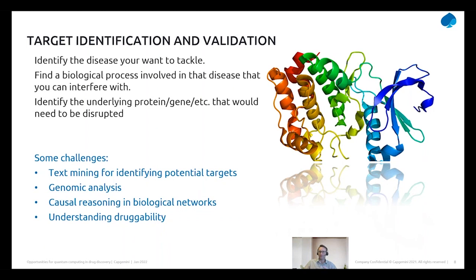Reasoning on networks, so identifying biological pathways and trying to identify which the entities are which can be interrupted to have an impact on a disease. And finally, actually understanding which of those are likely to be possible to find a drug against. So it's quite important to note that not every target necessarily leads to a successful outcome down the pipeline. It has to be of a certain structure, such that it's possible to actually create therapeutics that will work. Okay, so that's the first stage.